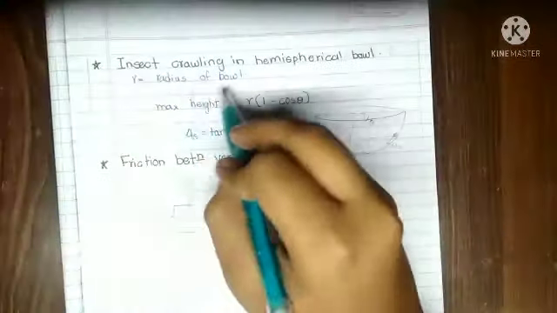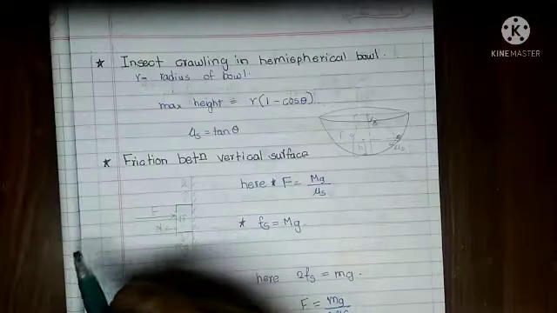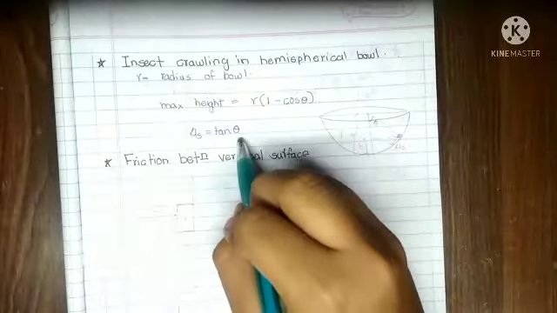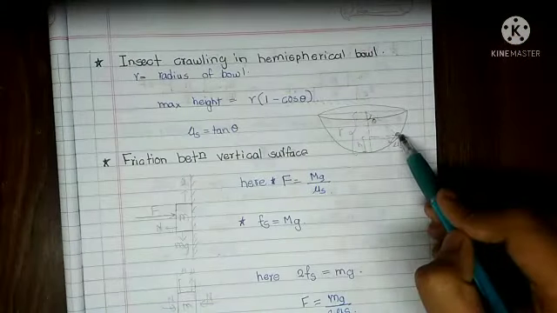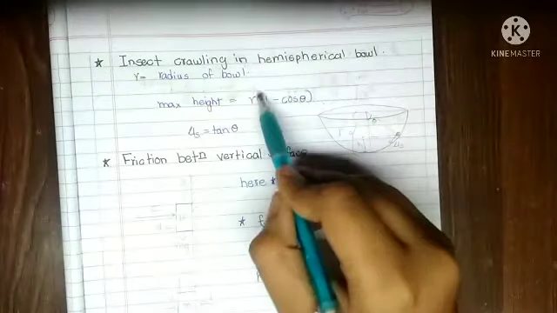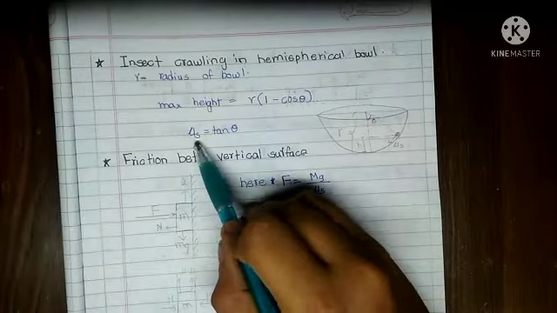Insect crawling on a hemispherical ball. R is the radius of the ball. This is a unique question which can be asked in exams. Here the maximum height climbed by the insect is equal to r into 1 minus cos theta, and mu s is equal to tan theta.